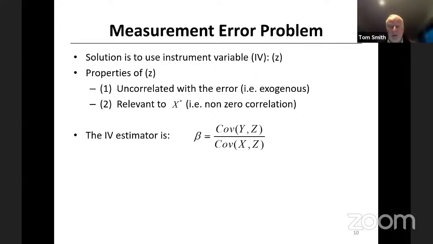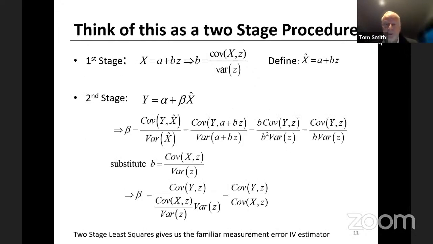So let me take you through how you do that. You can think of it as a two-stage procedure. You regress first your x on your z. So you get a beta of covariance x with z over variance of z. You define the estimator x hat as being a plus bz. In the second stage, you use that estimator x hat as the new x. You get then that the beta equals covariance y with x hat over the variance of x hat. Filling in what the x hat is, it's a plus bz, and the b comes out. A is a constant, so there's no covariance.